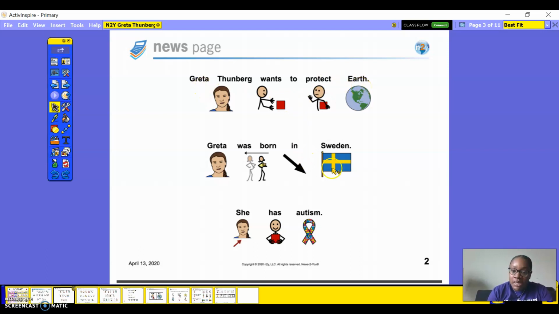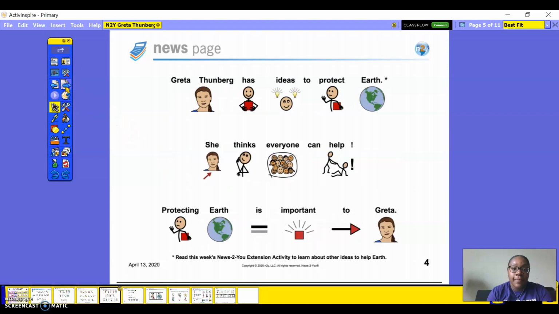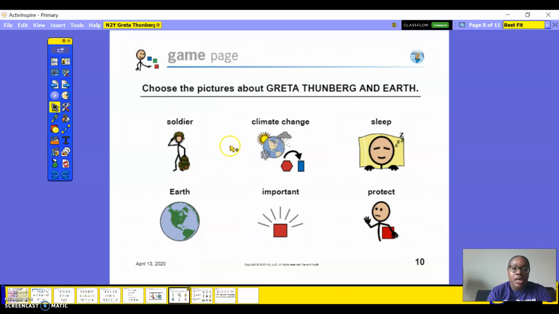She was born in Sweden and she was diagnosed with autism. And some of our friends are diagnosed with autism as well. Greta gives speeches about climate change, and climate change can be very dangerous for the Earth. And our last page talks about the different ideas that Greta has, and that she thinks that all of us can do our job to help. And this is very important to Greta. All right, so let's look at our game page.